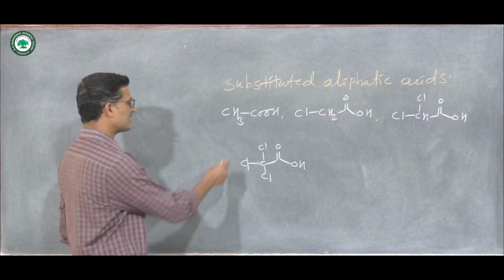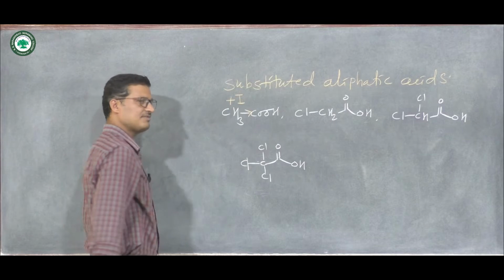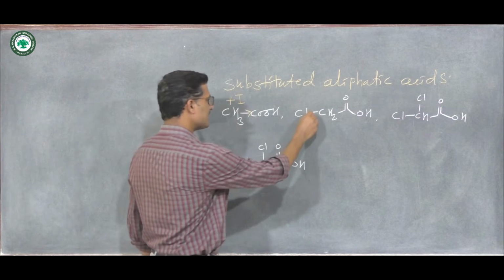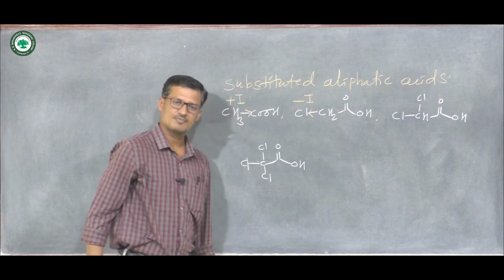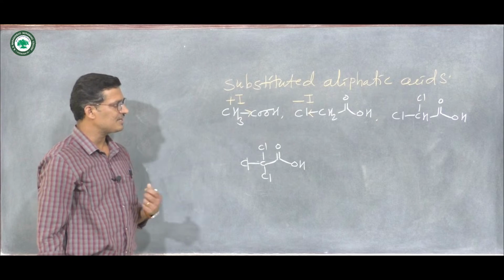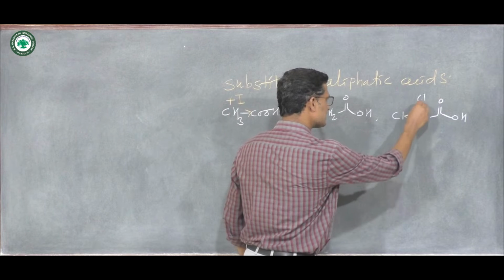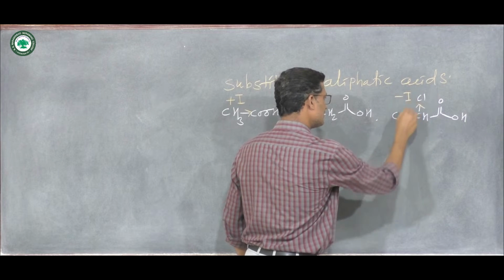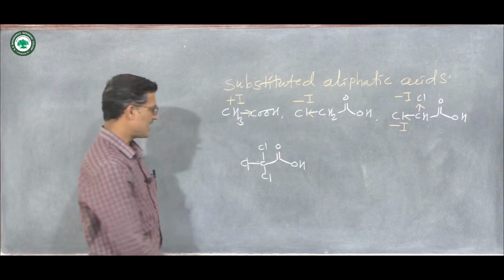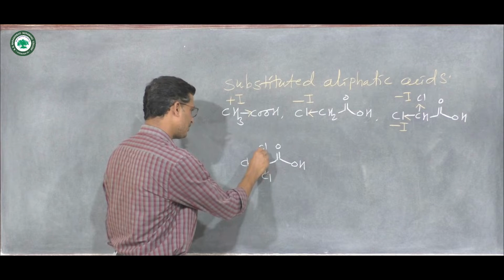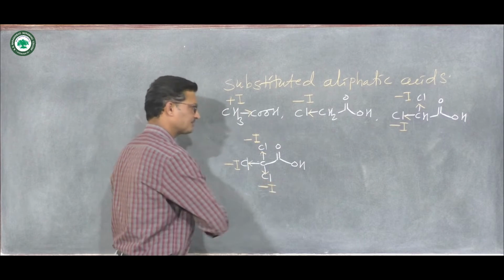We remember in the first case, the methyl donates the electron, it gives the plus I effect. When we think about the second acid, monochloroacetic acid, chlorine is electronegative, it gives the minus I effect because it withdraws the electron. In the third one, there are 2 chlorines. These 2 chlorines give the minus I effect, so the minus I effect is more. And in the last case, there are 3 chlorines, and these 3 chlorines give the minus I effect.